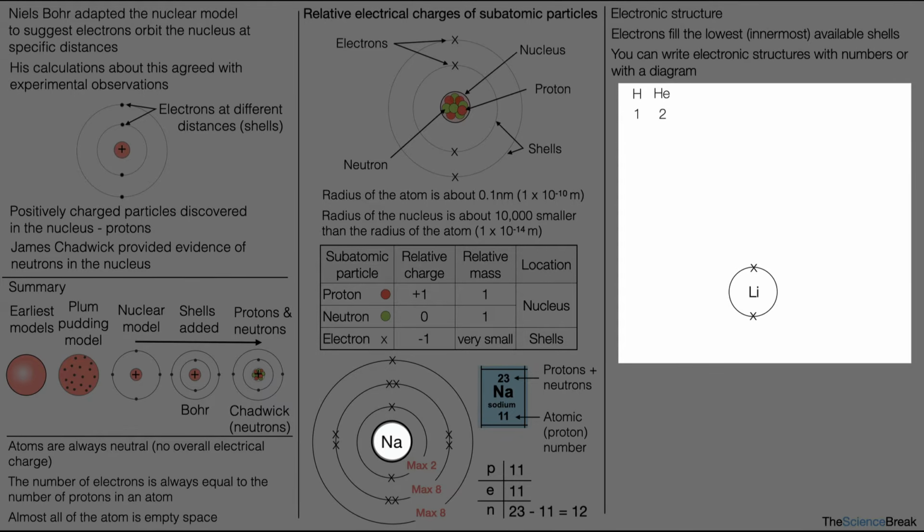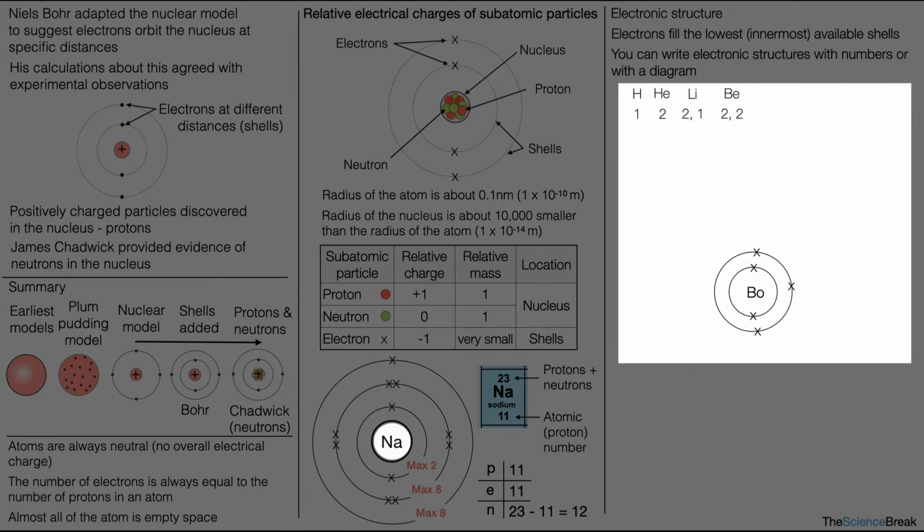Then we have lithium. Lithium has 3 electrons. It has 3 protons, so we know it has 3 electrons. So we can write that as Li 2, 1. Remember, we can't put any more electrons in the first shell, so we have to move to the next shell. So we write that as 2, 1. Then we have beryllium. You might start seeing a pattern. Beryllium is written as 2, 2.